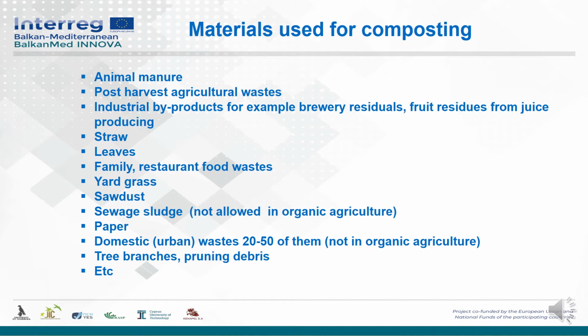However, remember that sewage sludge is not allowed in organic agriculture. Papers, domestic urban waste, 20 to 50 of them, however, are again not allowed in organic agriculture. Tree branches, pruning debris, etc. So different materials can have organic matter, which can be of animal or plant origin.